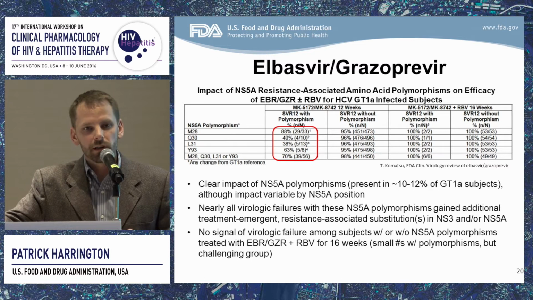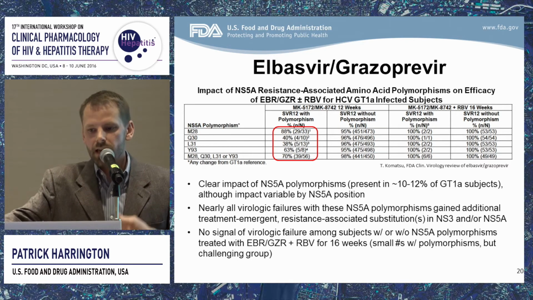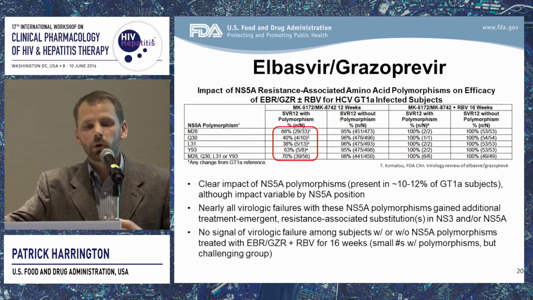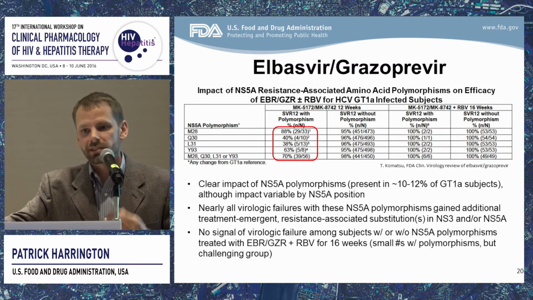What was also concerning from these trials is that nearly all virologic failures with these polymorphisms gained additional treatment-emergent resistance-associated substitutions in NS3 or NS5A. And in fact, most patients actually gained additional substitutions in both drug targets. So we were concerned about the potential resistance consequences of failure in this population.